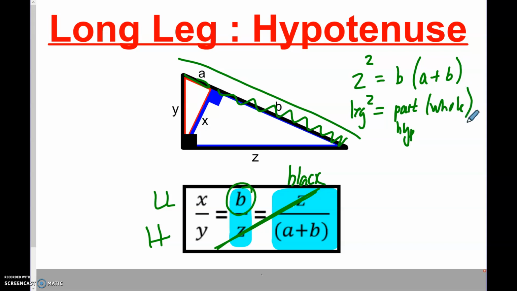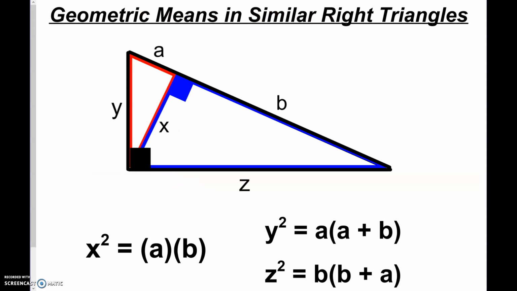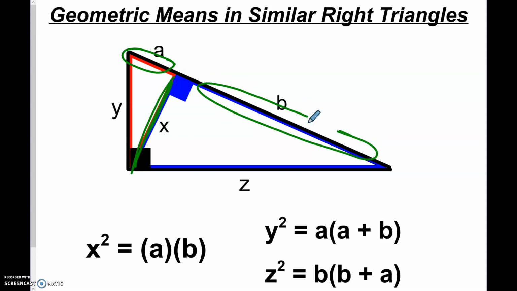Okay, so that is what we get for our theorems. X squared is this times this, and the other ones are leg squared equals the part of the hypotenuse times the whole hypotenuse. All right, I only have 1 minute left, so we'll see if I get this in.